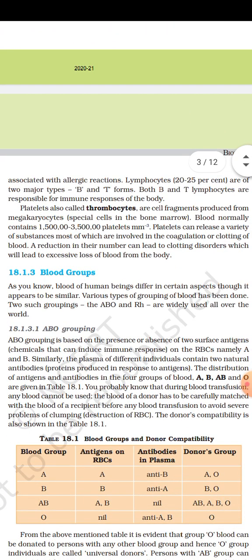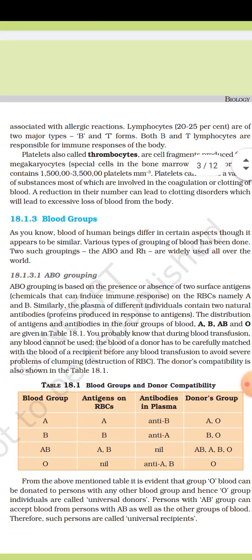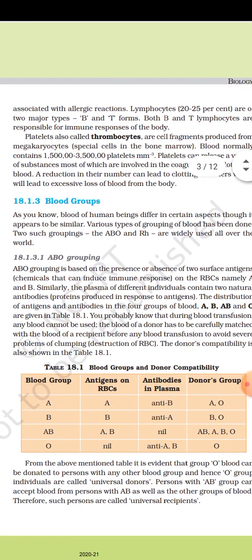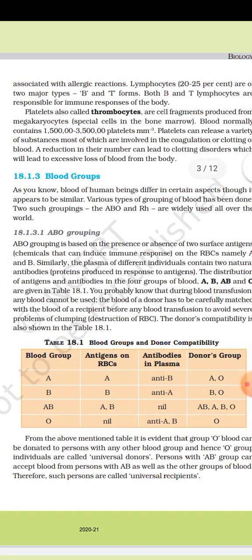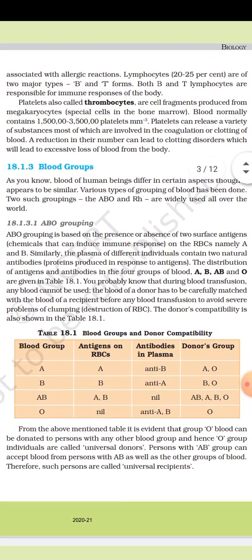Blood groups. As you know, blood of human beings differs in certain aspects, though it appears to be similar. Various types of grouping of blood have been done. Two such groupings, the ABO and Rh, are widely used all over the world. ABO grouping is based on the presence or absence of two surface antigens, chemicals that can induce immune response, on the RBCs, namely A and B.